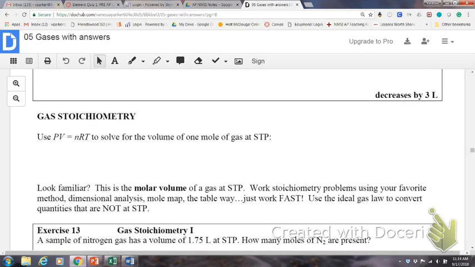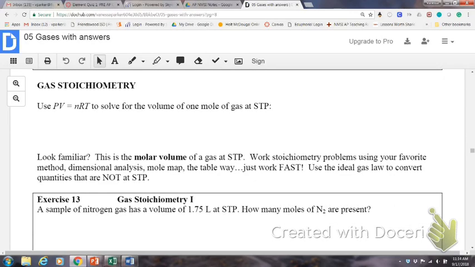Gas stoichiometry. Use PV=nRT to solve for the volume of a gas. At STP, we don't need to do that because we already know that answer, 22.4, but this shows you how you get it. So we'll go ahead and do that. If I'm going to solve for volume, I'm going to do nRT over P.